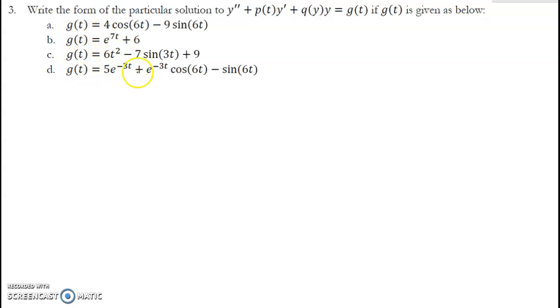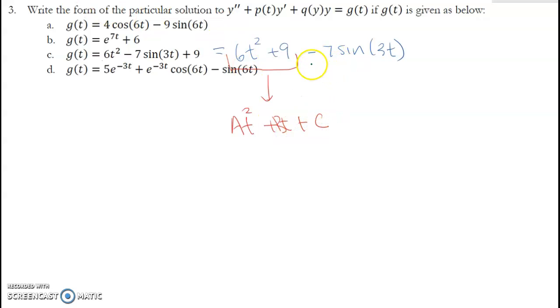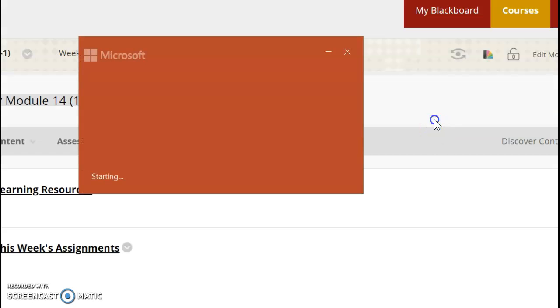Let's go on to part C. So it looks like this could be rewritten as 6t squared plus 9 minus 7 sine of 3t. If I rewrite it like this, I can guess the particular solution for this, which will have the format of a t squared plus b times t plus c. Okay. And the guess for that part with the sine, this is going to be d cosine of 3t plus e sine of 3t.